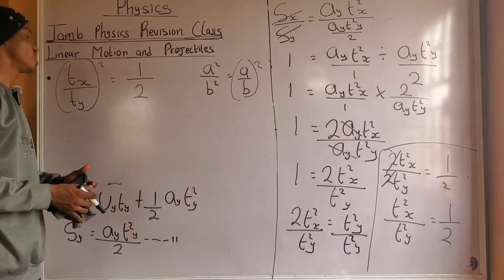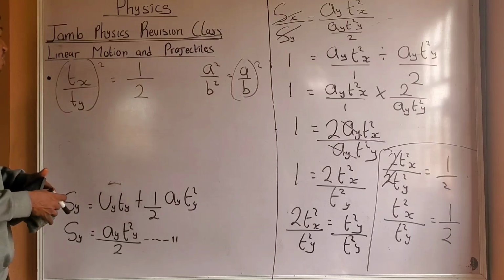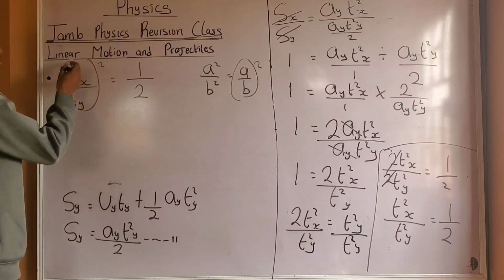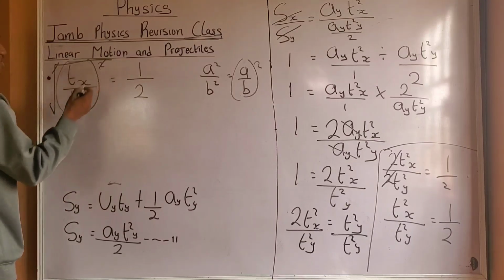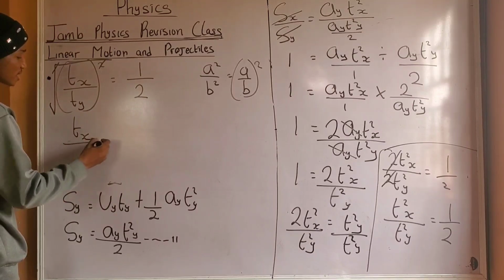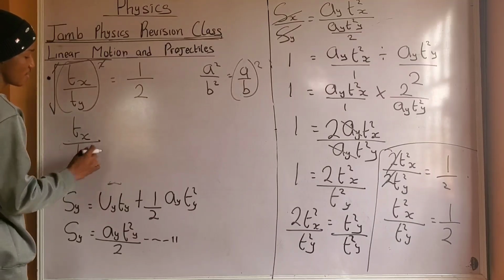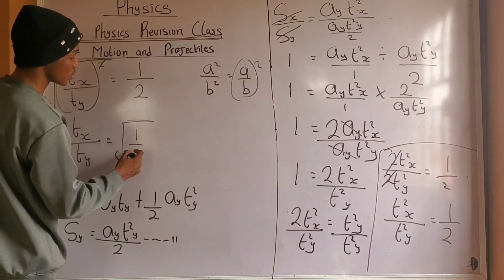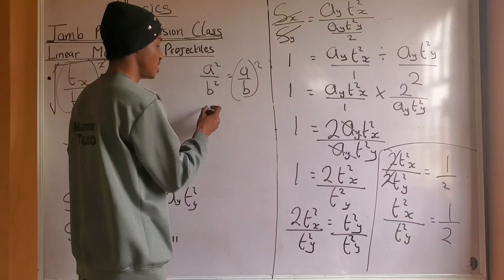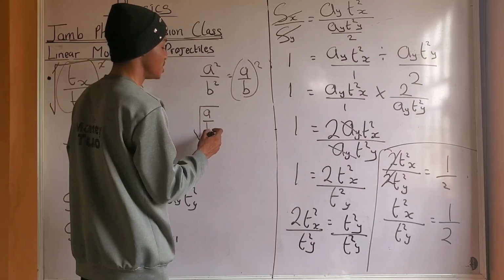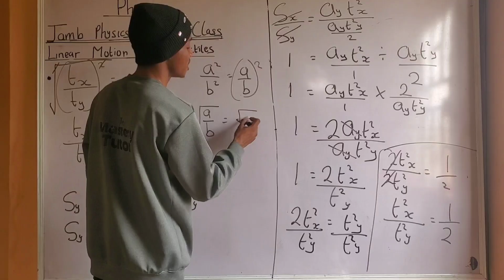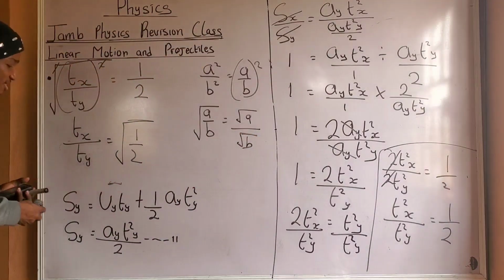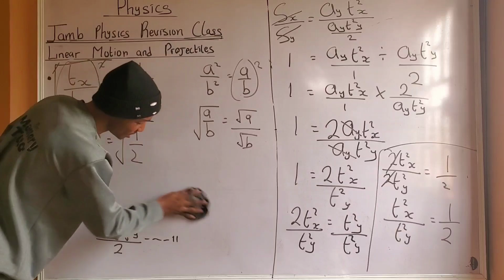Okay, to get the value of the ratio of the time that particle X used to cover the distance to that of particle Y, I'm going to take the square root of both sides. So I'm going to have the square root here. This will cancel this. So I'm going to have t subscript x all over t subscript y equals to the square root of 1 over 2. Now, remember this property. If you have square root of a over b, it can be written as square root of a all over square root of b. Are you getting it?